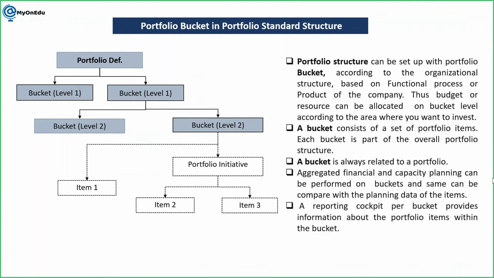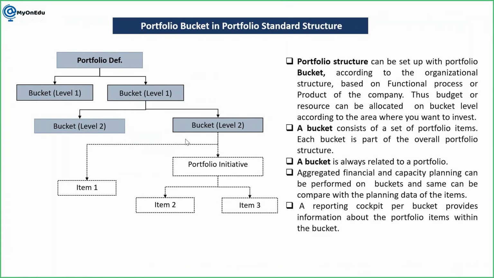Aggregated financial and capacity planning can be performed on a bucket, and the same can be compared with the planning data of the item. So the first approach was to understand how my proposals and projects are going to align with the objective, vision and mission of the organization. Then reporting: there is not supposed to be any cross reporting for the portfolio; in that case, you need to have a separate portfolio. And third comes your capacity and financial planning requirement. Finally, reporting used to happen based on these two parameters, resource and financial requirements, so that also needs to be understood to define the portfolio structure, because whatever you have at the last level is going to total up to the next level.